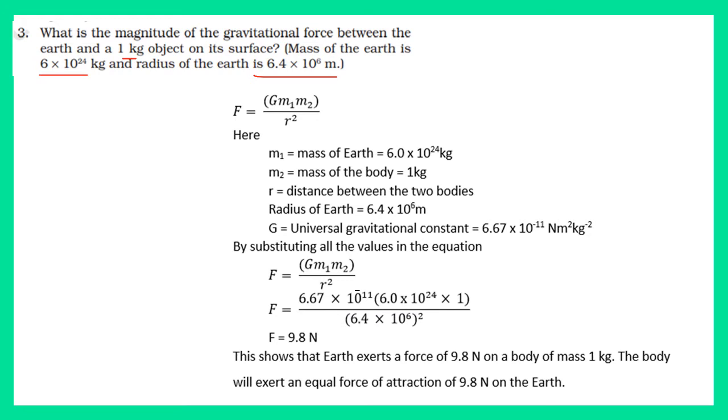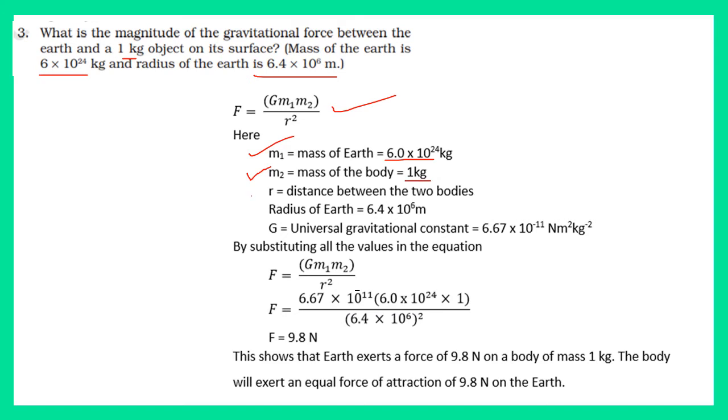This formula, you know, F is equal to G m1 m2 upon R square. Okay, and m1 is given to you. The value of m1 is 6.0 into 10 to the power 24 kg. Fine. The value of m2 is also given to you, that is 1 kg. Fine.